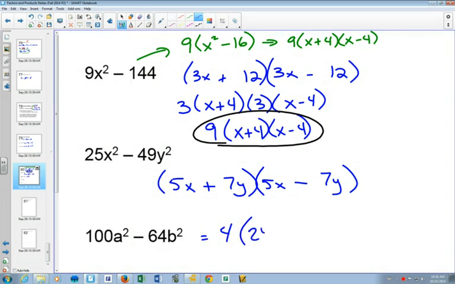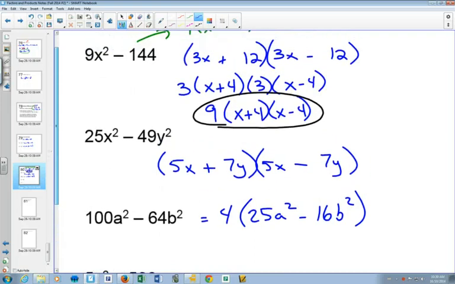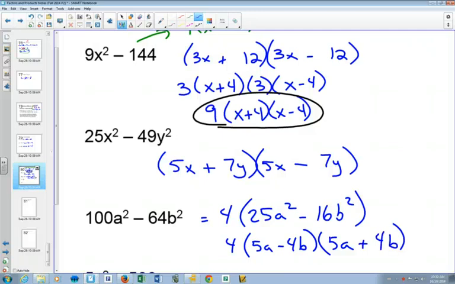And then that'll leave me with 25a squared minus 16b squared. And then we're left with bracket, bracket, 5a, 5a, minus 4b, plus 4b as a final answer. If you did it directly to start with, it's not wrong. You don't have to erase it.